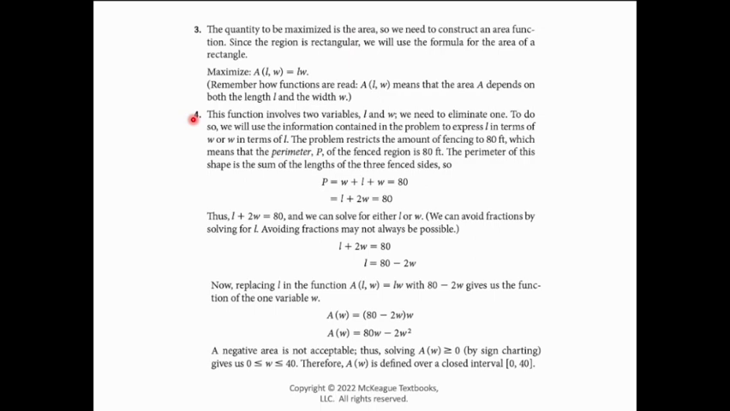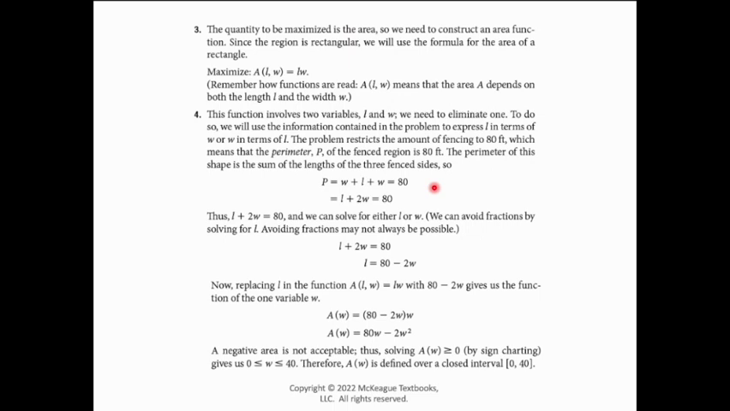Step 4 was we need to make sure that we only have one variable in this area equation before we try to take the derivative. So what we want to do is use some other information given to us in the problem to make a substitution.